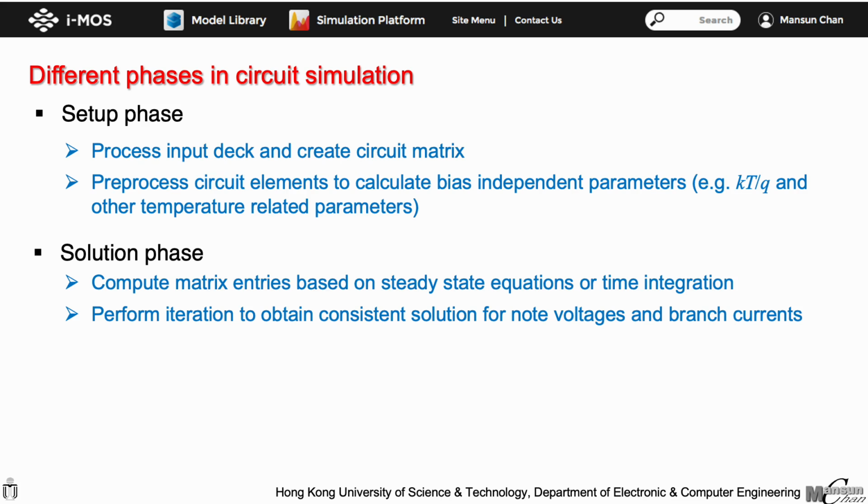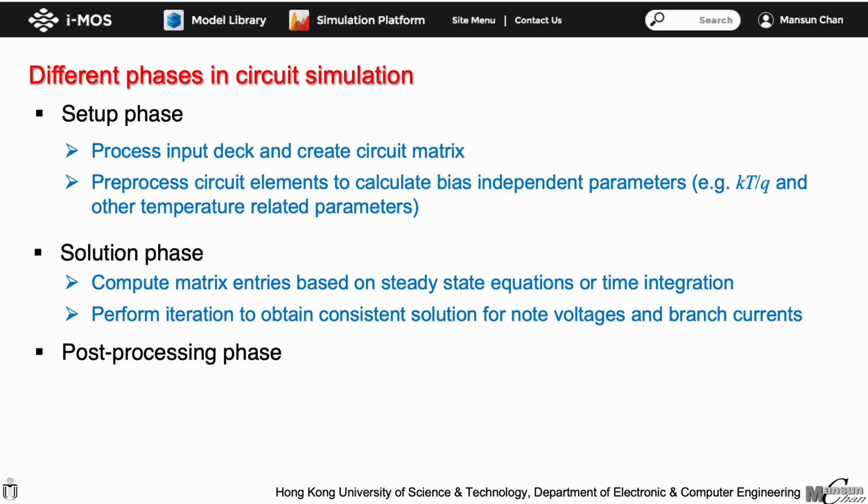Then, the simulator will perform iterations to solve for the node voltages and some branch currents included in the circuit matrix for this particular solution point. The process will be repeated for other solution points until all the solutions specified by the input range are solved.